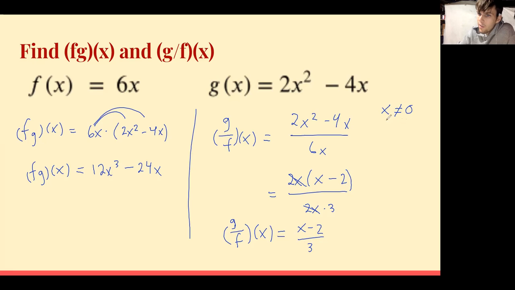Now, even though this is not a problem, x could totally be 0 in this simplified function, it cannot be 0 for this quotient, because based on the original function, before we simplified out that x, 0 caused a problem. So it still cannot be included in this domain.